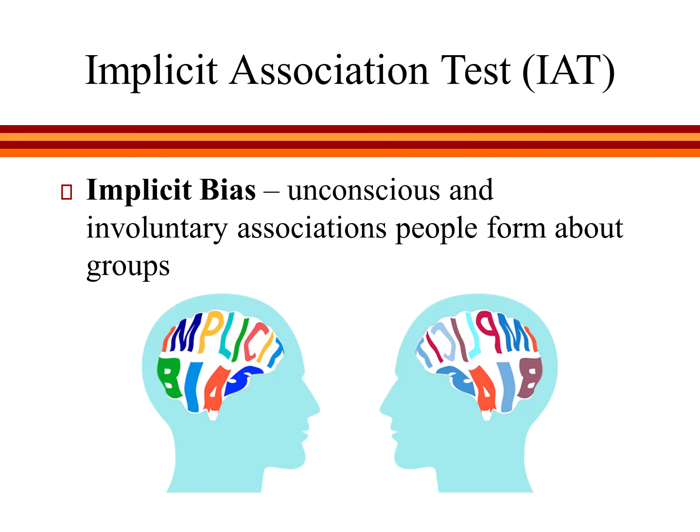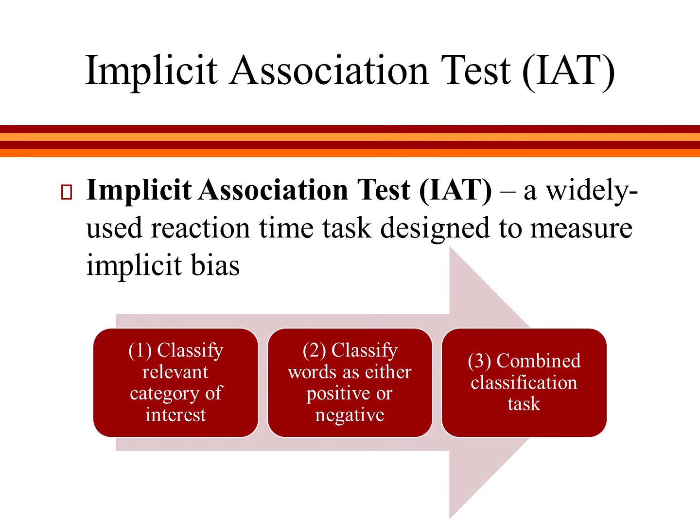Specifically, the IAT attempts to measure what has since come to be called implicit bias, that is, the unconscious and automatic associations that people form about certain groups of people. In theory, these implicit measures are more difficult for people to consciously control and therefore less susceptible to social desirability concerns. The setup for the IAT is a little bit complicated and occurs in several phases.